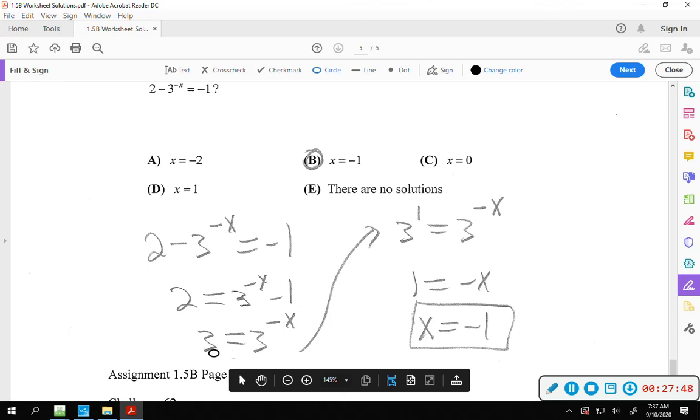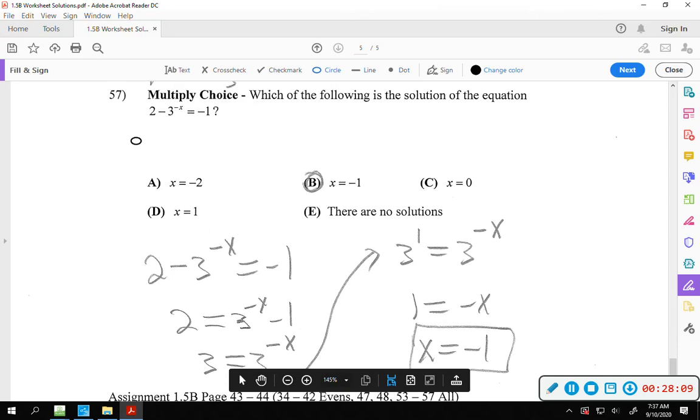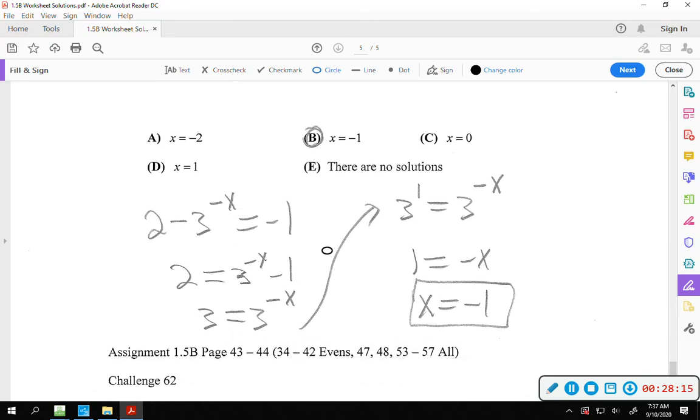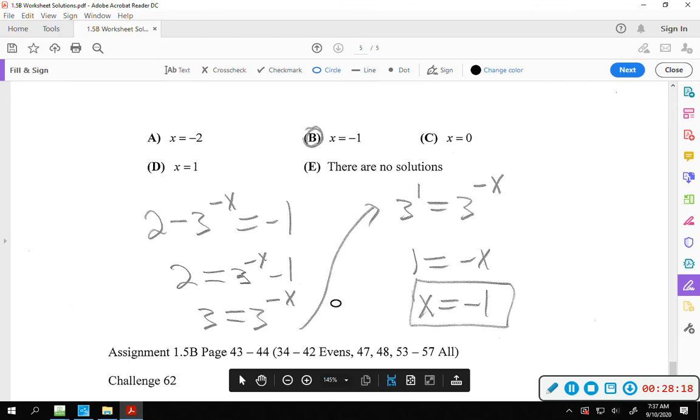If I can write the bases to have the same value, then I can just set the exponents equal to each other. 3 is 3 to the first power. That equals 3 to the -x. So I can set -x equal to 1 and just divide both sides by a negative sign to see that x equals -1. You can type it in and say negative of -1 is +1. 2 minus 3 is -1. Works. Okay? But we always want to try to get the bases to be the same first if we can.